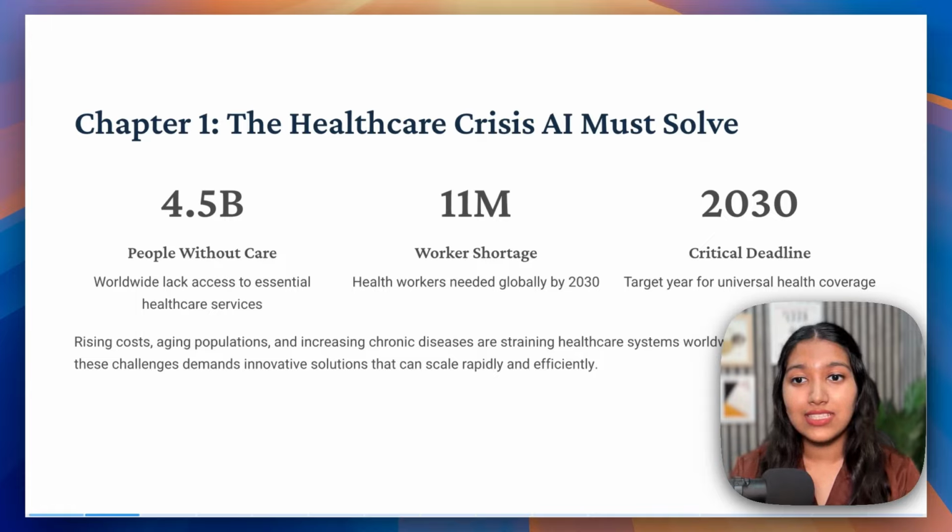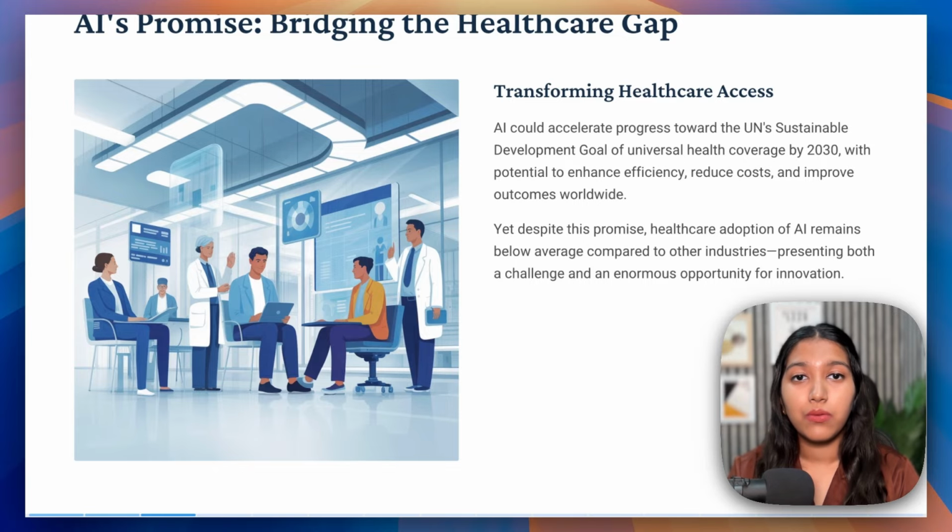And by the way, all of these numbers, statistics that you're going to see throughout the presentation, everything has been researched by the AI model, okay? It has just not made up the numbers. It's all real. All right, AI's promise, bridging the healthcare gap. So AI could accelerate progress towards the UN's Sustainable Development Goal of universal health coverage by 2030. And if you have a look, the images again look very consistent, right, throughout the presentation. All right, I like this image.